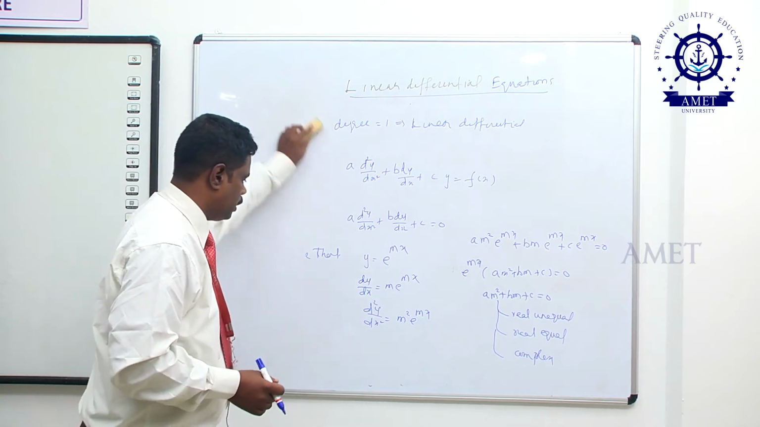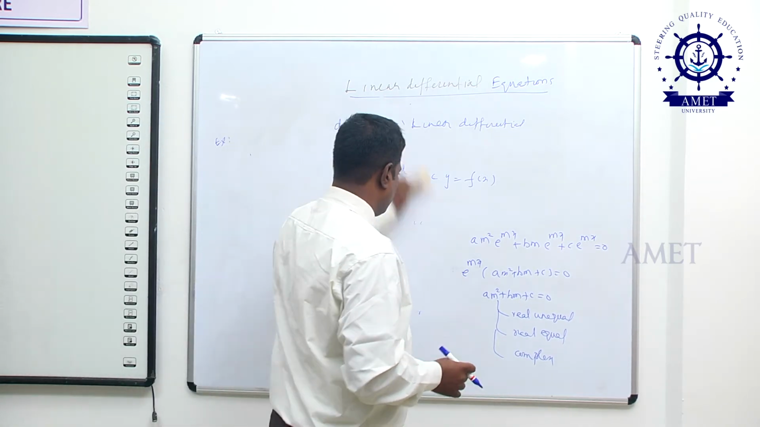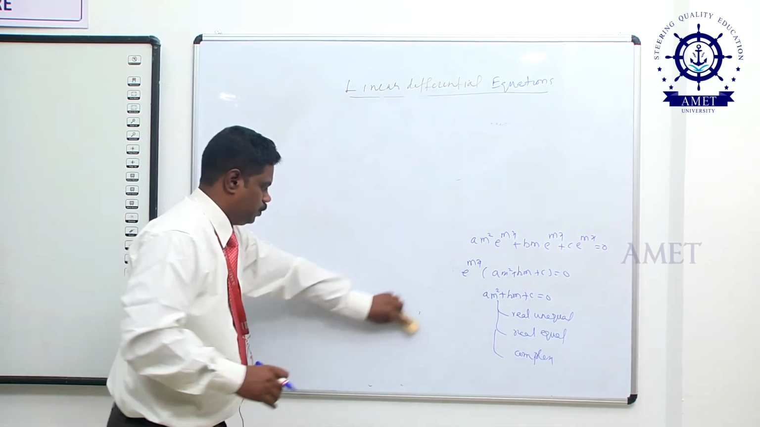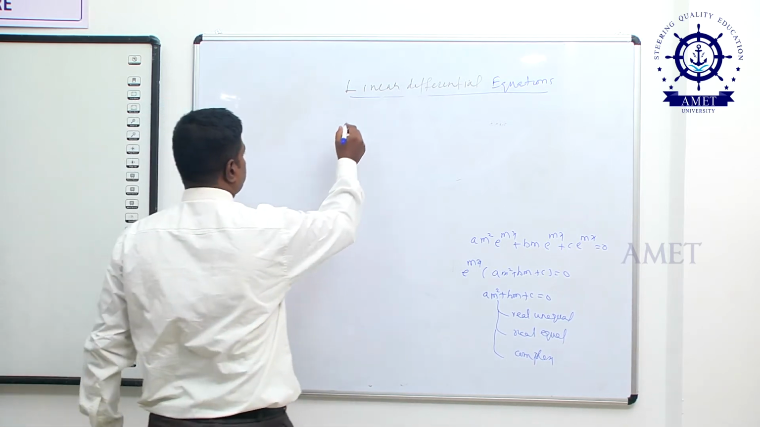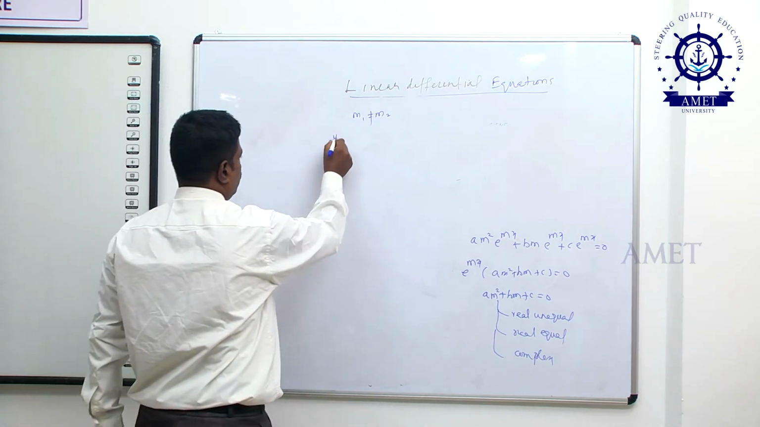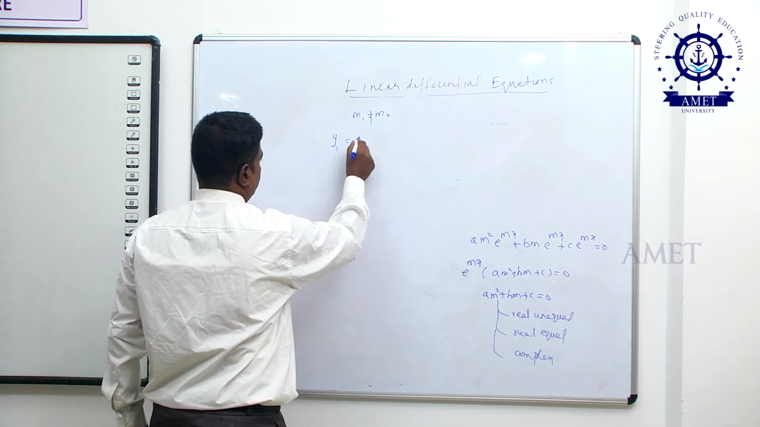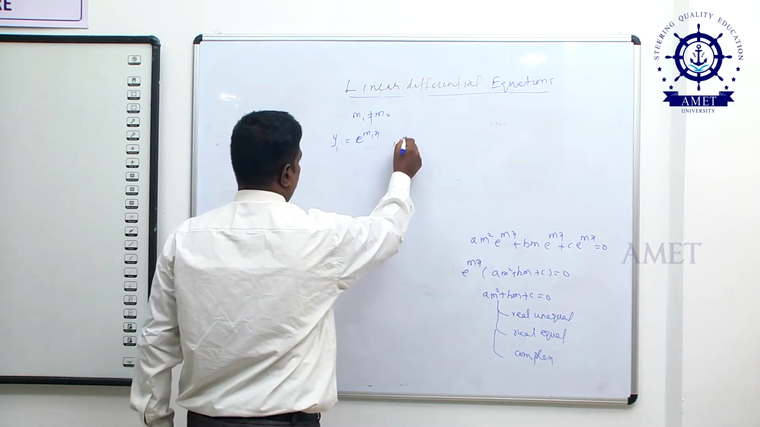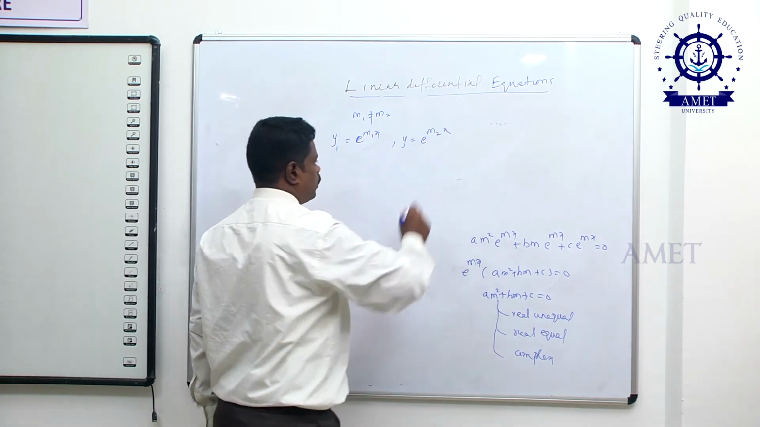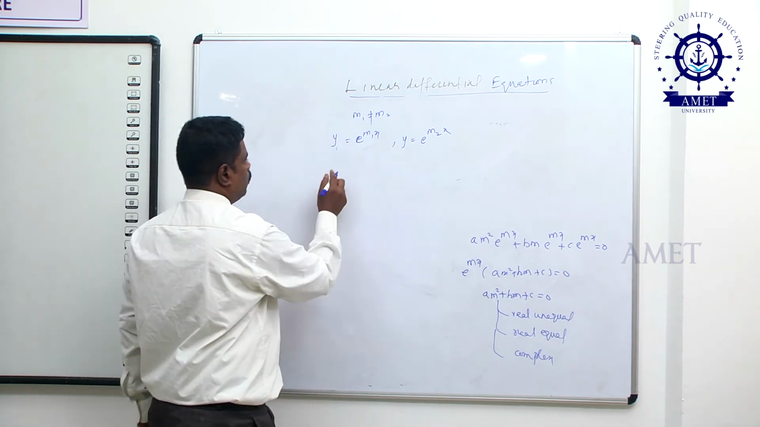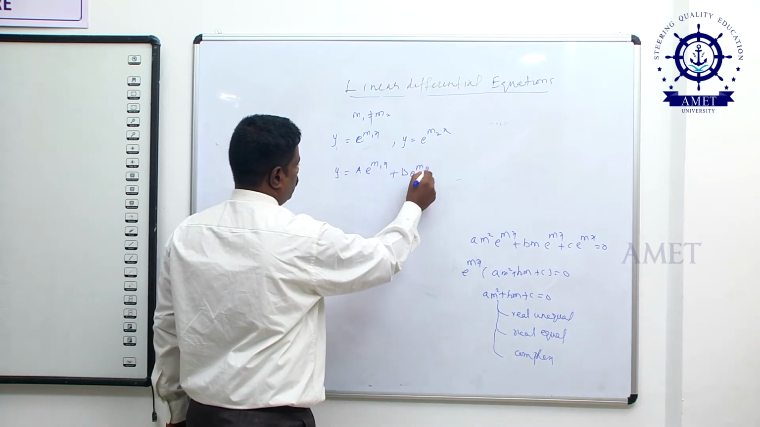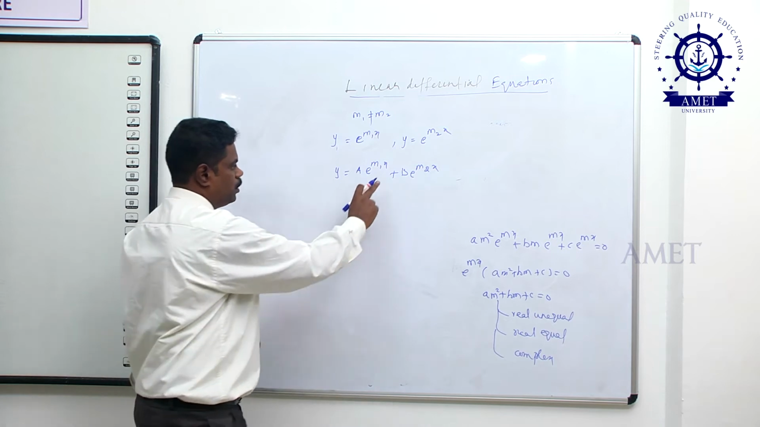So that m1 is not equal to m2. So that y equal to e power m1x, because it has two solutions, y equal to e power m2x. So the general solution will be y is equal to a e power m1x plus b e power m2x. It is a general solution.